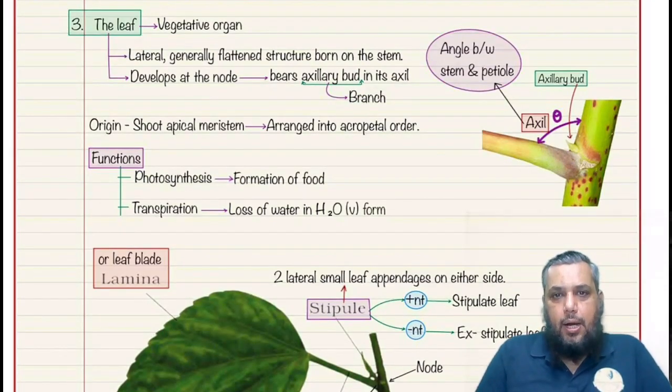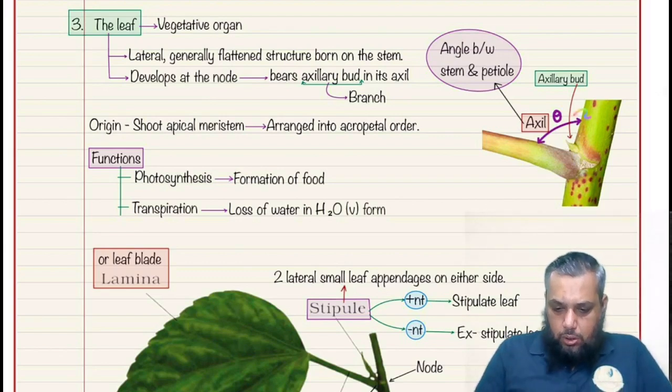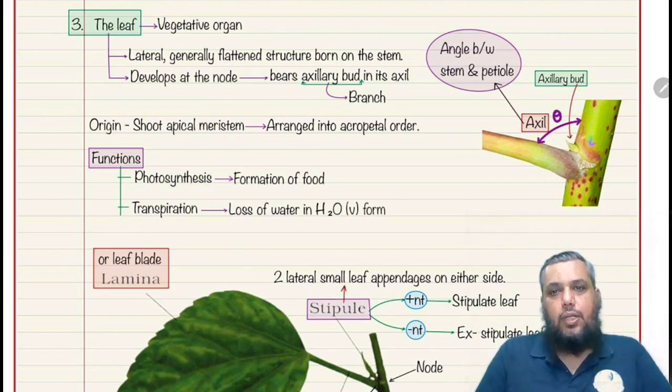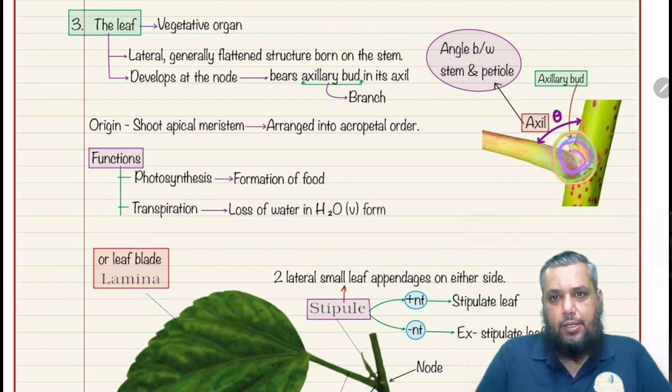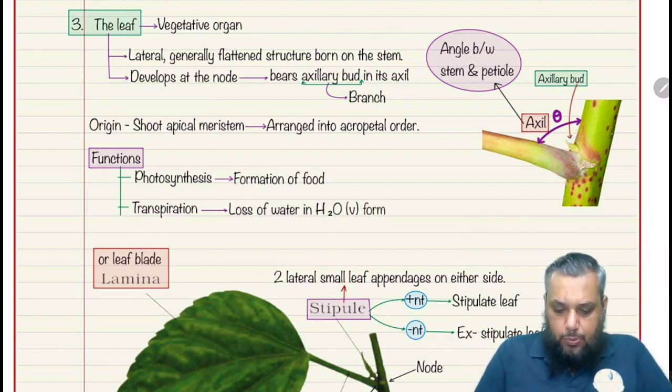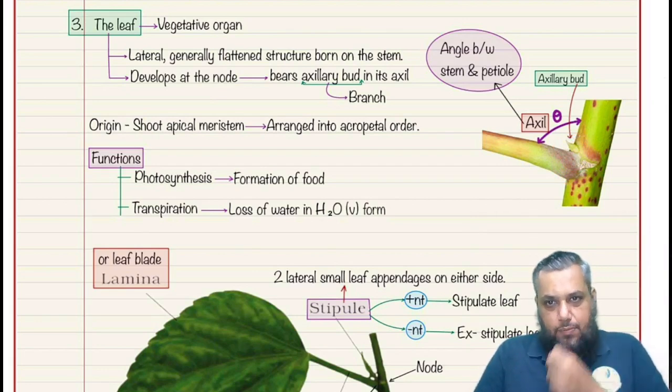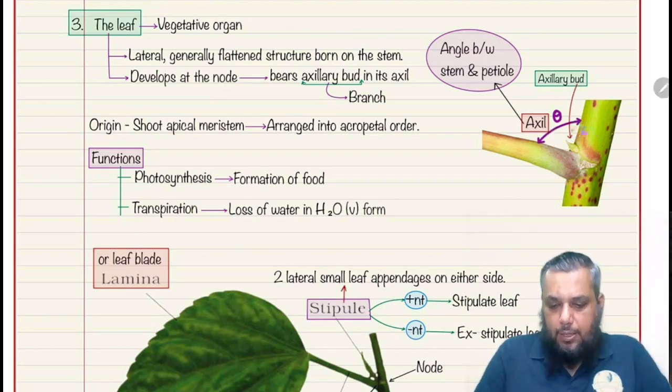The point of attachment of the leaf to the stem is called a node. So I have highlighted the node over here. And the distance between two nodes is called an internode, as we already know. The upper angle is called an axil, and the bud in the axil is called an axillary bud.